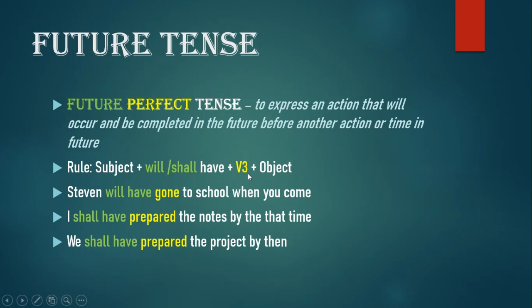Remember that third form of verb is only and only used for perfect element and object. So will or shall have will take care of the future element, and the perfect element of the tense is taken care of by third form of the main verb.